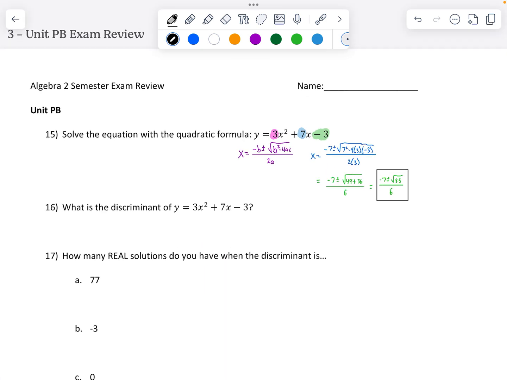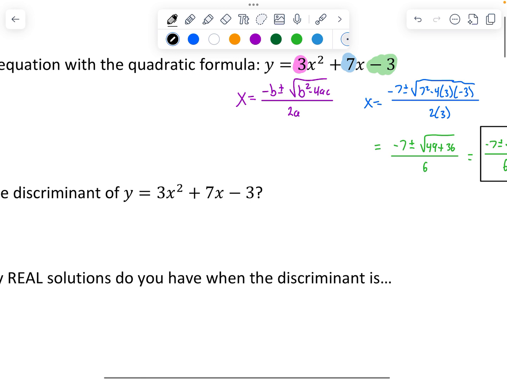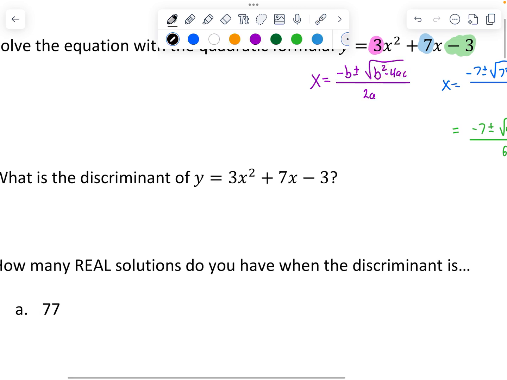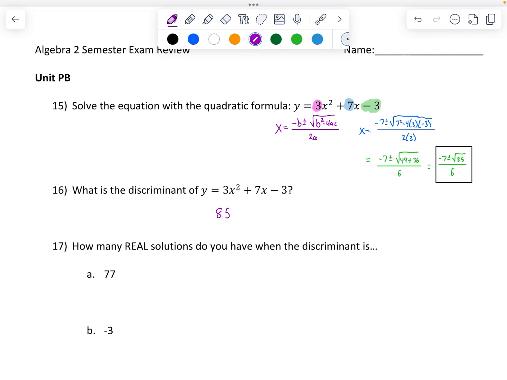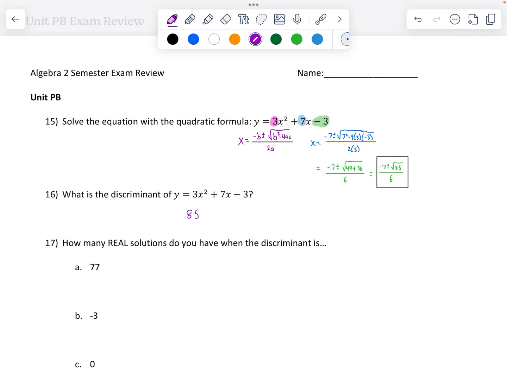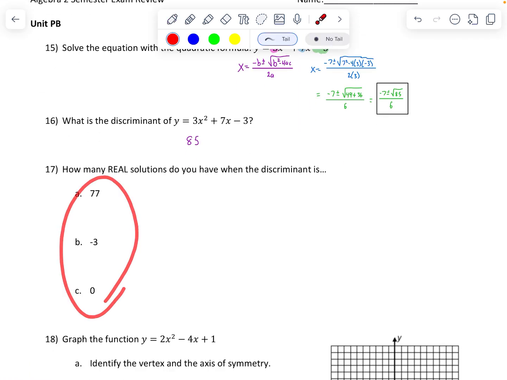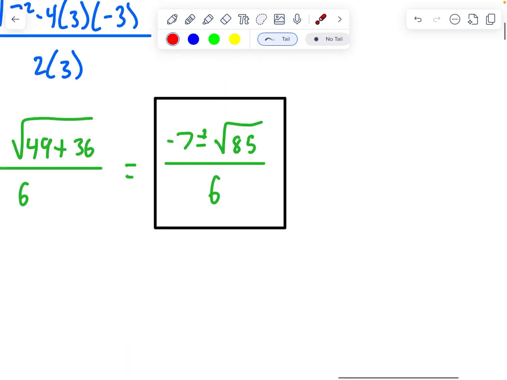So there you go. The discriminant is just the number under the square root. So it's the b squared minus 4ac. So for the particular problem we just got done doing, that is 85. And that will tell us the number and type of solutions we have, which is what these next 3 problems are. When your discriminant is positive, like it was up here, you get 2 real solutions.